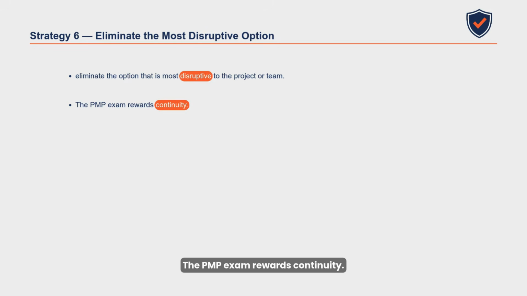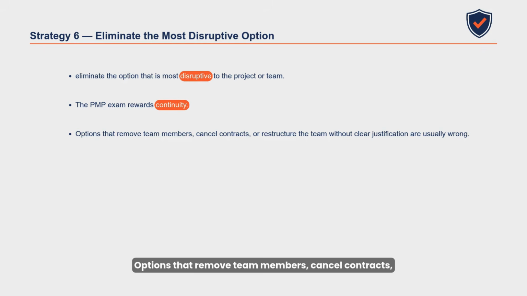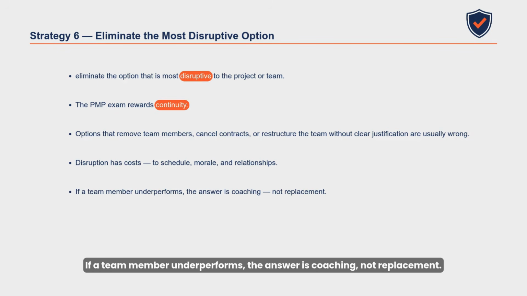Sixth strategy: eliminate the option that is most disruptive to the project or team. The PMP exam rewards continuity. Options that remove team members, cancel contracts, or restructure the team without clear justification are usually wrong. Disruption has costs to schedule, morale, and relationships. If a team member underperforms, the answer is coaching, not replacement. If a stakeholder is difficult, the answer is engagement, not removal. Eliminate the option that creates the most collateral damage.